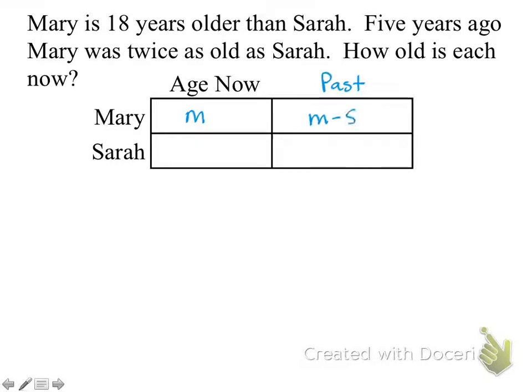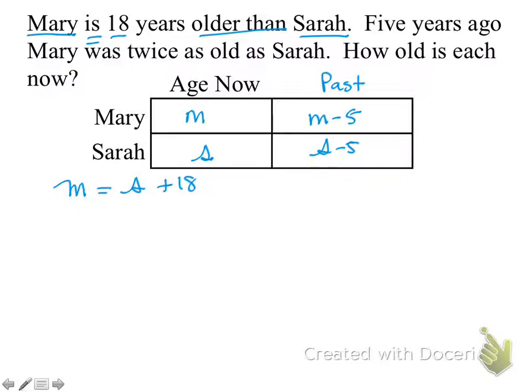Carolyn: M minus 5. Okay, one more time. What are we calling Sarah, Carolyn? No, what are we calling her now? And then 5 years ago? Good. Okay, so first equation. How about Kiana? How do I translate it? M equals S plus 18. Yep. M equals S plus 18. Mary is 18 older than Sarah, perfectly translated.